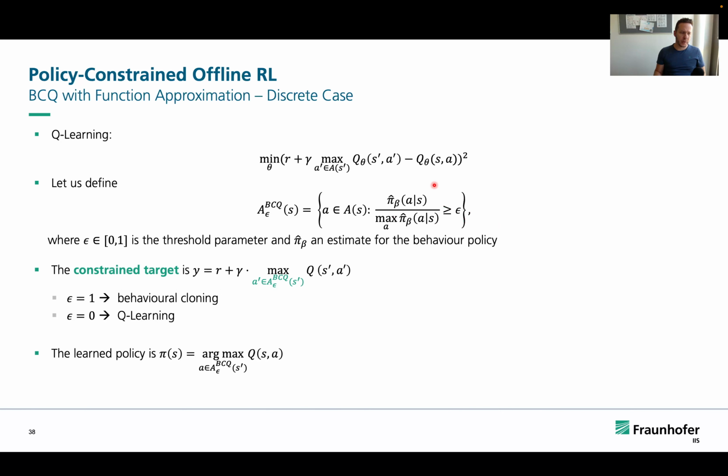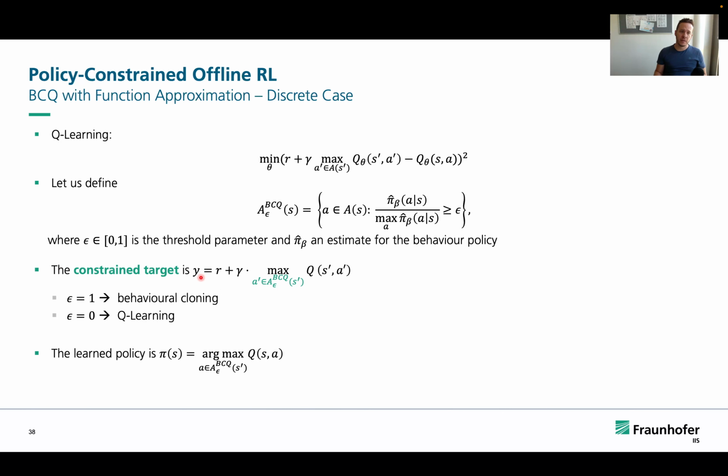So we want actions that are not represented much with respect to other actions. We don't want to have them as part of our action set. This is the meaning of this term. And epsilon is something between 0 and 1, it couldn't be larger than 1 because actually some action is maximized, and it's really a normalized value between 0 and 1. And both of them are the estimates of the behavior policy from the data that we have.